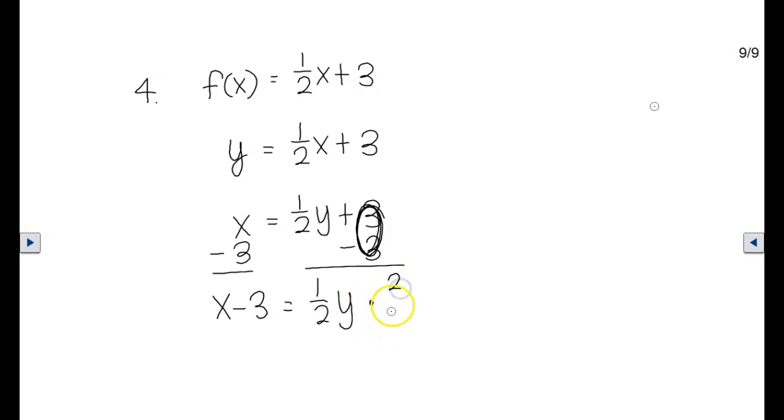So we're going to multiply here by 2, which is like 2 over 1. And then we would have to multiply by 2 over here. And I want you to notice something. When I multiply by 2 over here, I multiply the entire side by 2. So here's what we get. We get 2 times x minus 3 is equal to y.